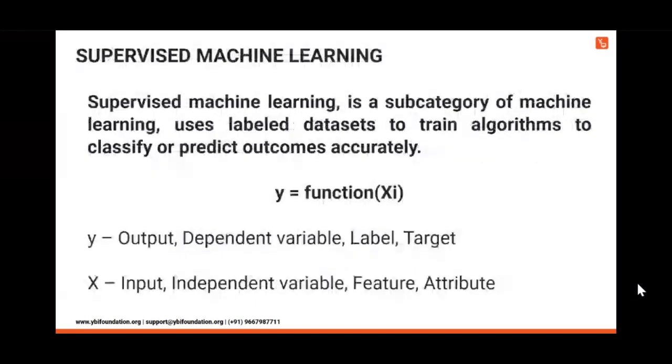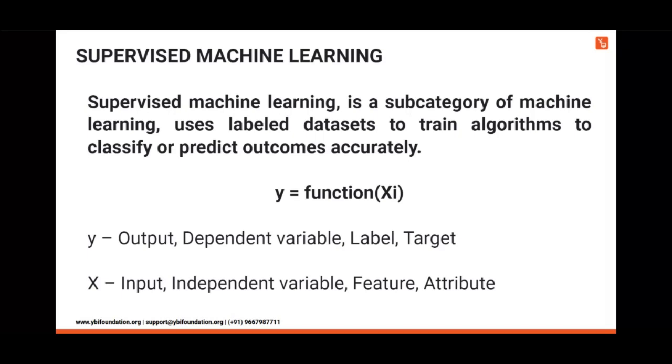Then, in machine learning, there is supervised machine learning. Supervised machine learning is a subcategory of machine learning which has a labeled data set. So what is the exact meaning of label? The label is your output, what you want to predict. The variable that is of your interest, what you want to forecast or estimate, is called a label. Other names or synonyms for label are output, dependent variable, target. That is your small y.